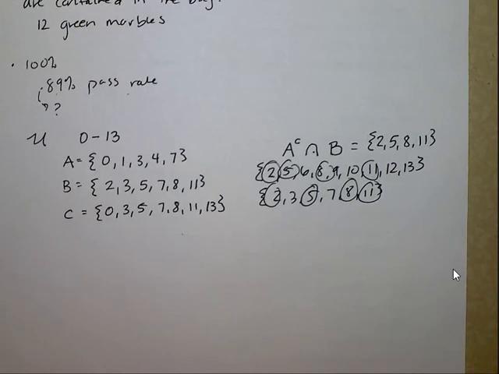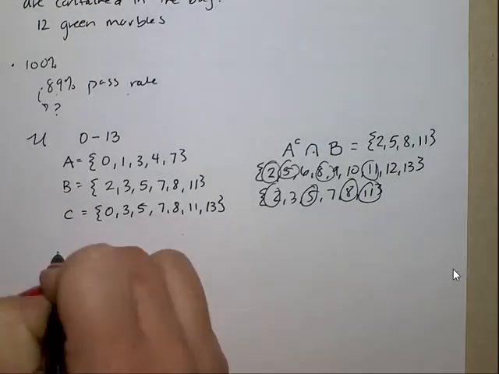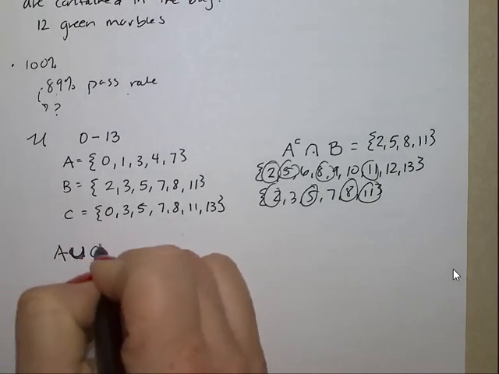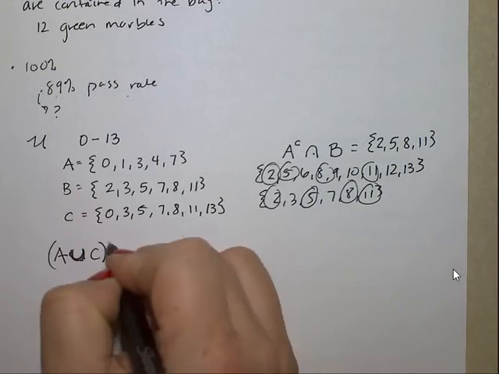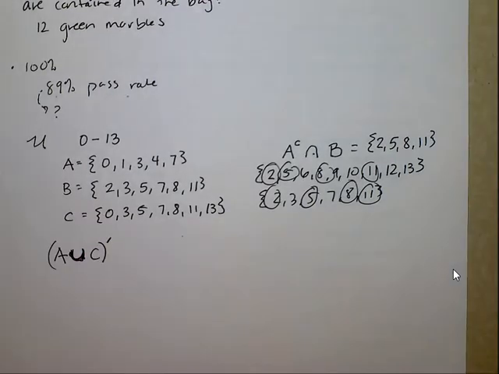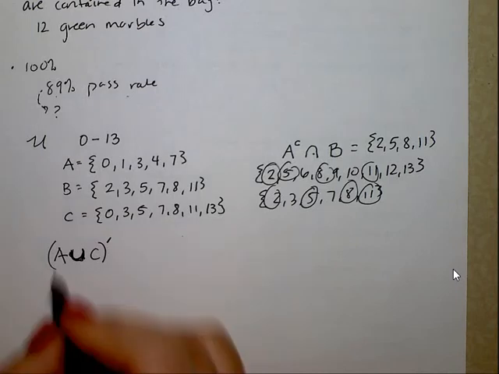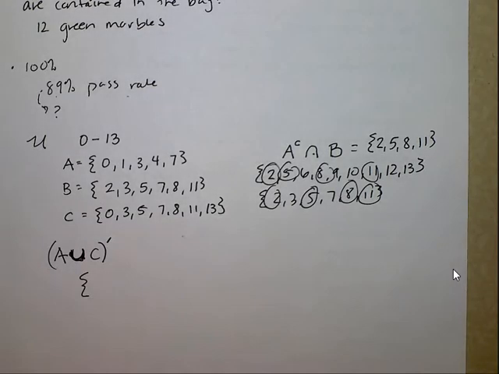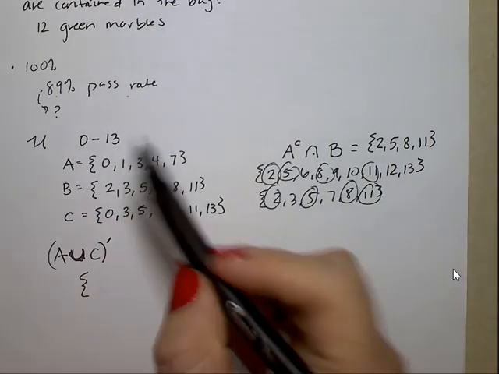Okay, next up, we are going to do A union C, and then you're going to see a complement of this. A union C with a complement. Let's first figure out what is A union C. Remember that union is we're pushing together, but we're not going to repeat numbers. So I'm pushing A and C together.